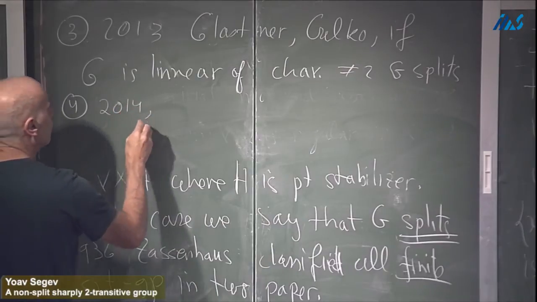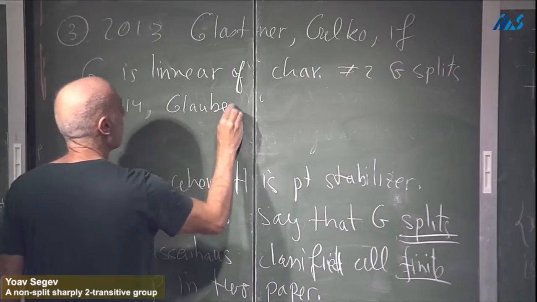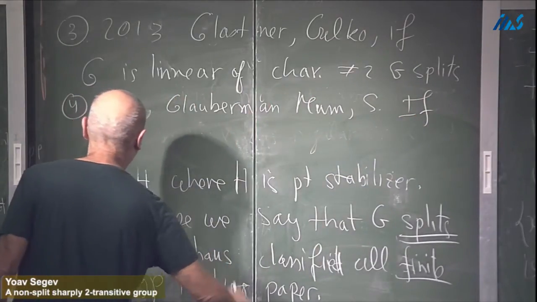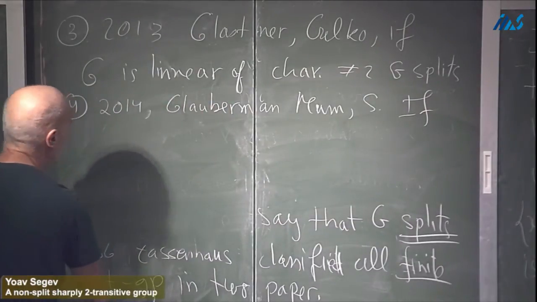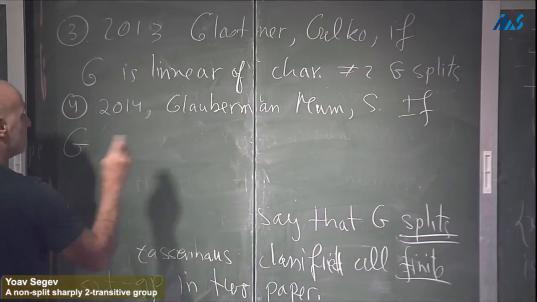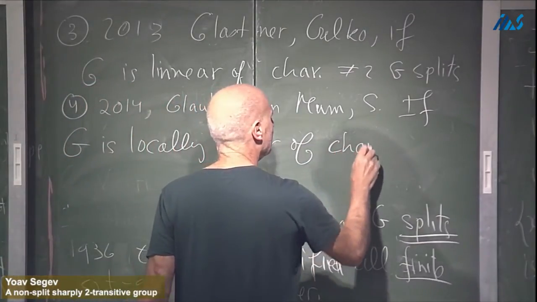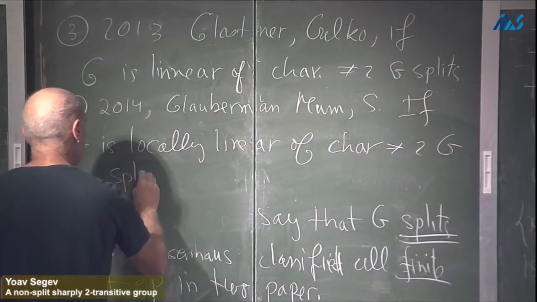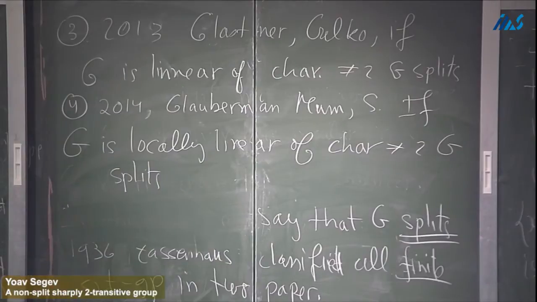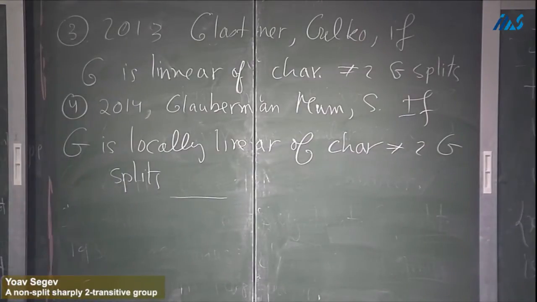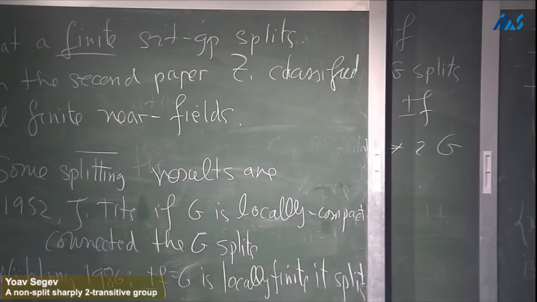And then now in 2014, the result by Glauberman, Mann, and myself: if G is locally linear, of characteristic not 2, then G splits. The techniques here and here are completely different. Again, one should say also characteristic not zero. I'm not saying that these are all known splitting results, but this is some set of splitting results that were known. And this covers the second part of my talk.